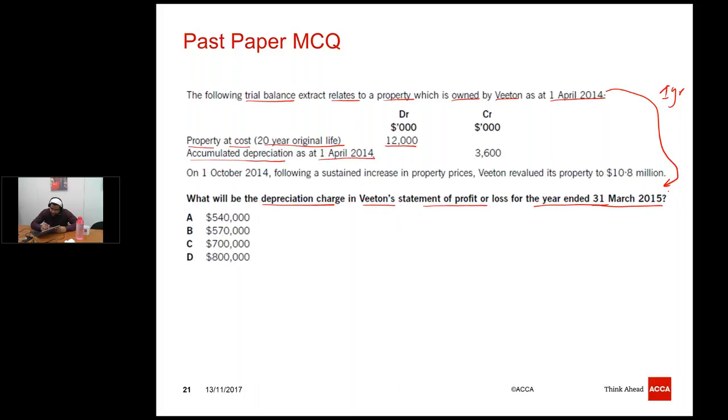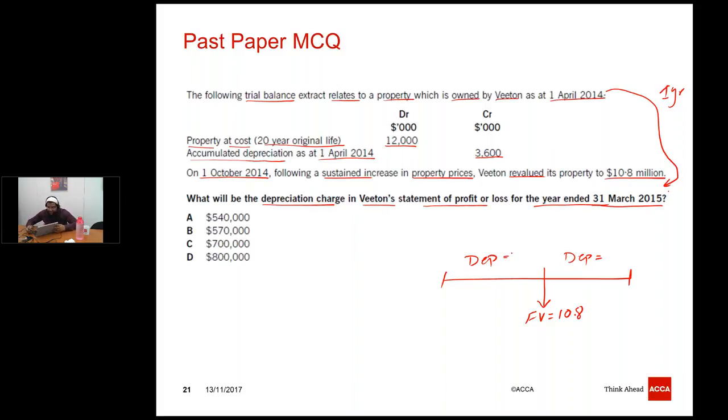Accumulated depreciation at the start of the year was 3,600. On 1st October 2014, which means April, May, June, July, August, September, 6 months down the line, exactly mid of the year, following a sustained increase in property prices, Wheaton revalued its property to 10.8 million. So we are revaluing the property in the middle of the year. This means the depreciation in the first 6 months relates to before revaluation, and depreciation in the next 6 months relates to after revaluation.